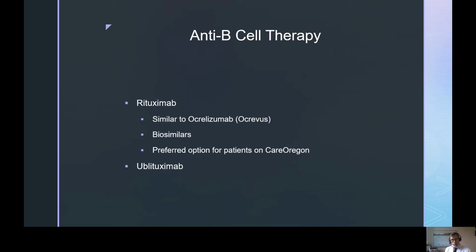I'm not going to talk too much about future treatment options. However, likely later this year, there will be another medication within this category called Ubli. And this is also an IV infusion that's given every 6 months. One potential advantage is that the infusion time is much shorter, possibly an hour for each infusion.